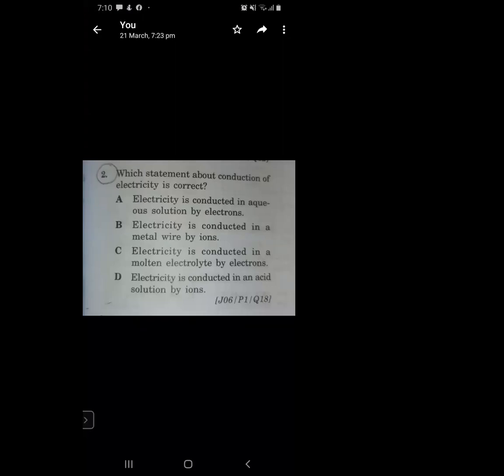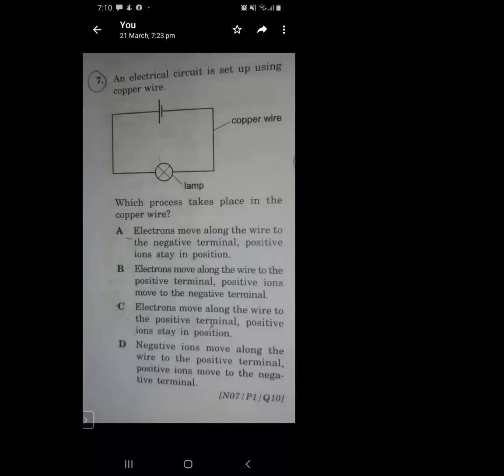Electricity is conducted in the metal wire by ions? No, metal has mobile electrons, not ions. Ions are in solutions or electrolytes. Electricity is conducted in a molten electrolyte by electrons? No, again, electrons are only in either metal or graphite. Electrolytes have ions. I hope everybody is clear on this.